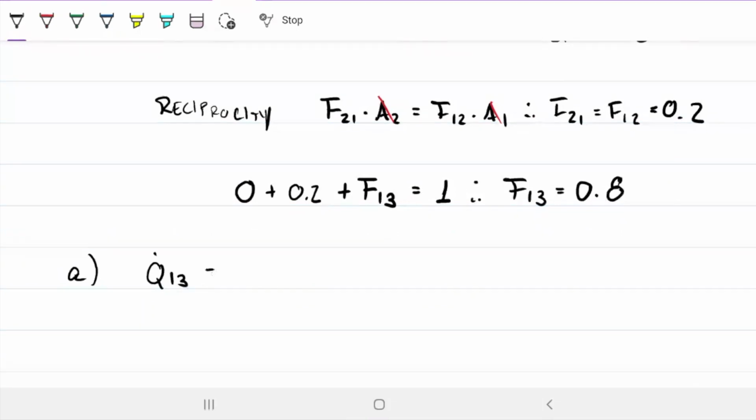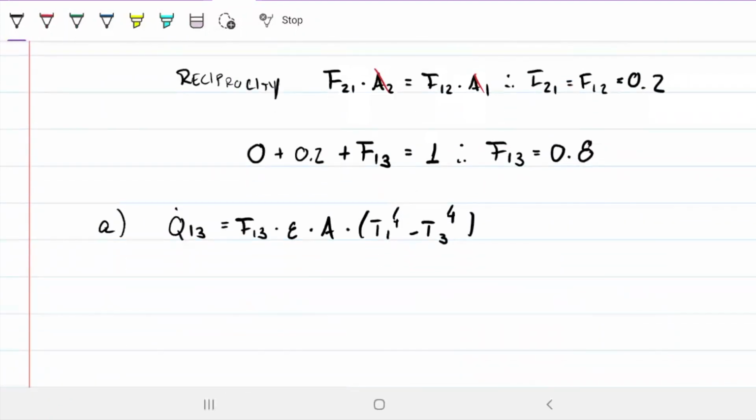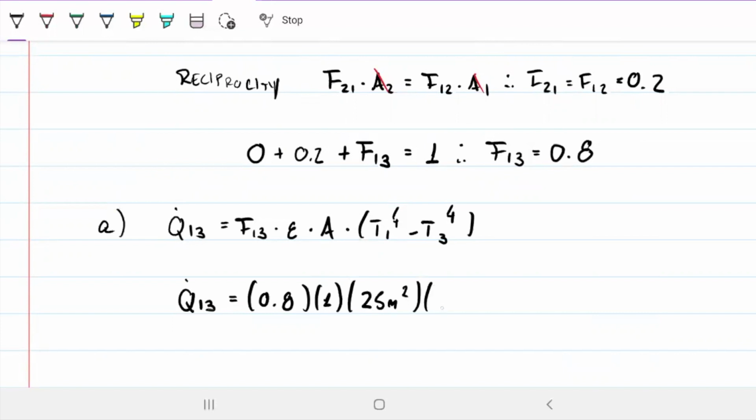Q from 1 to 3 will be equal to F from 1 to 3. Emissivity is 1, right? Area we can calculate, and then we know the temperature of 1, and we know the temperature of 3. Mind you that we know beforehand that the net transfer rate is going to be from 1 to 3, right? So when we find this number, it's going to make sense for us to get a number that is positive. Okay, so Q1 to 3 equals 0.8 times 1. Area is 5 by 5, so 5 squared, 25 meters squared. And this guy is 800. The other guy is 500.